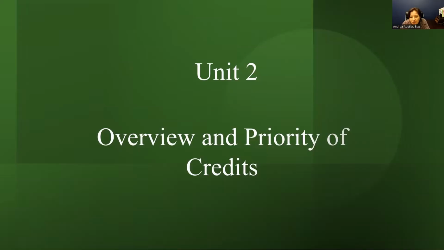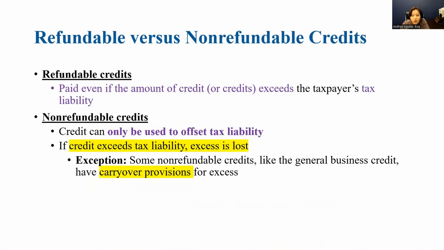Overview and priority of credits. So we have two main categories, refundable versus non-refundable credits. A refundable credit is paid to the taxpayer even if the amount of the credit exceeds the taxpayer's tax liability. What does that mean? If you qualified for an education credit, for example, let's say you are going to school, you are supporting yourself, and you are paying for your tuition, and you are allowed to get the American Opportunity Education Credit.